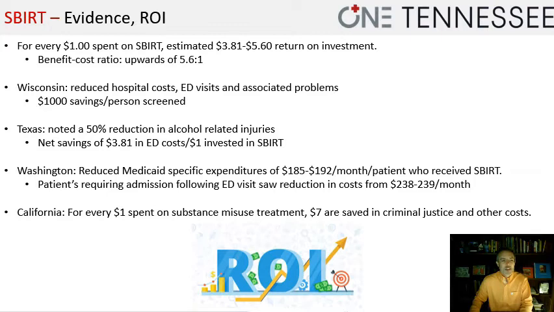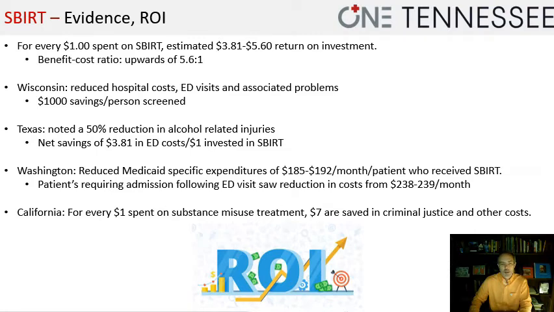Texas noted a 50% reduction in alcohol-related injuries. Washington reduced Medicaid-specific expenditures by $185 to $192 per month per patient who received SBIRT. And in California, for every $1 spent on substance misuse treatment, they saw $7 saved in criminal justice and other associated costs.